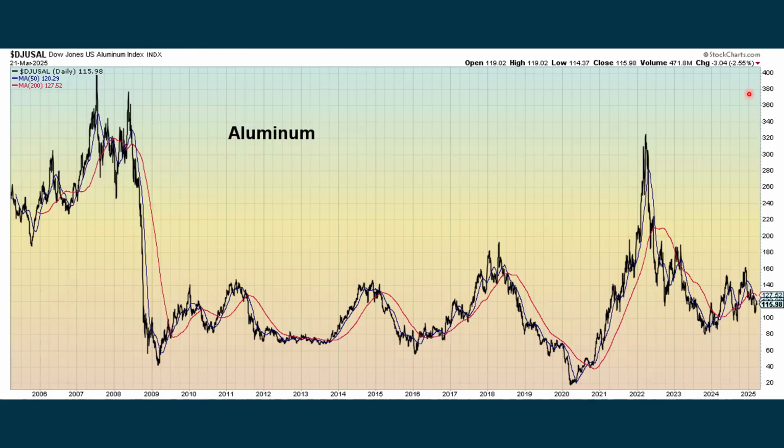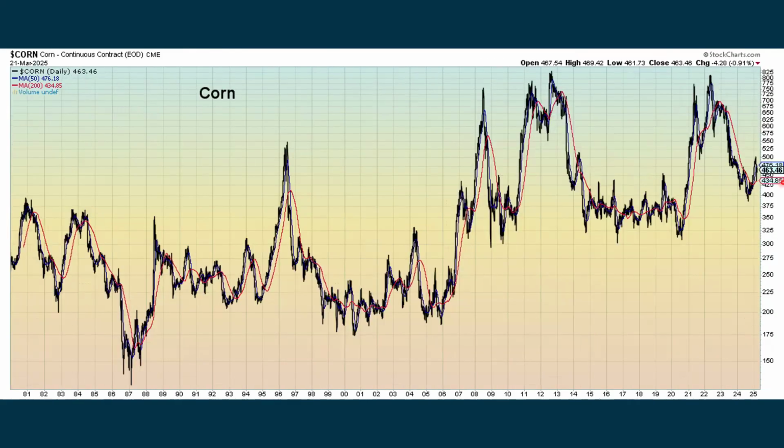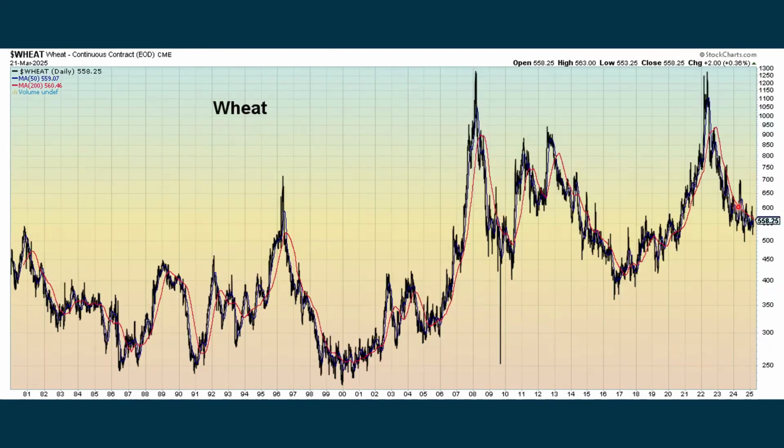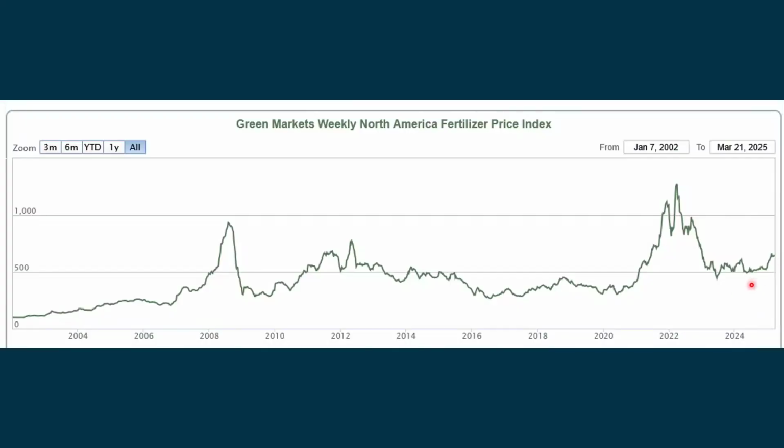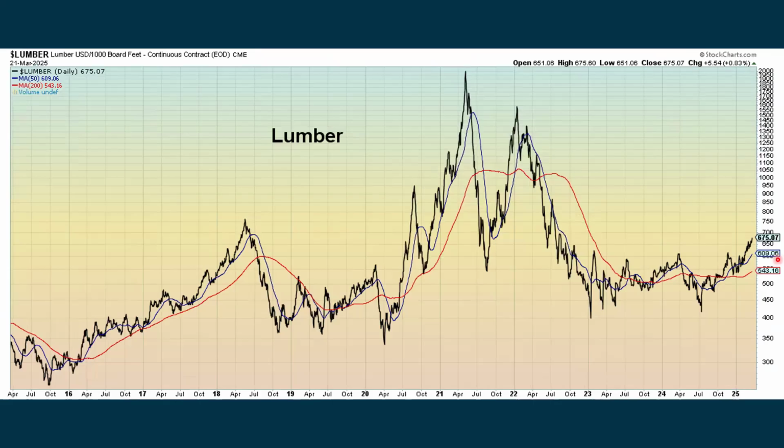Then some other markets that are commodities-based markets, like aluminum, it's in a downtrend. That's not inflationary. Corn is in an uptrend, but lately it's been pulling back here. That could be inflationary. Wheat still basically in a downtrend overall. We look at fertilizer, it really started to go back up, but now it's leveling off. But the higher prices could be inflationary. Lumber, this is in an uptrend, and this is inflationary.